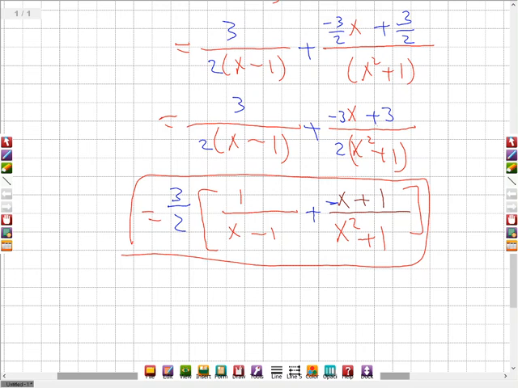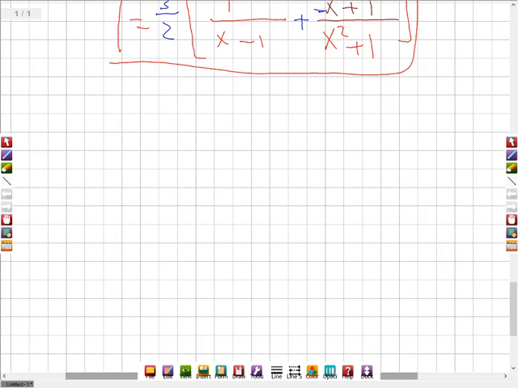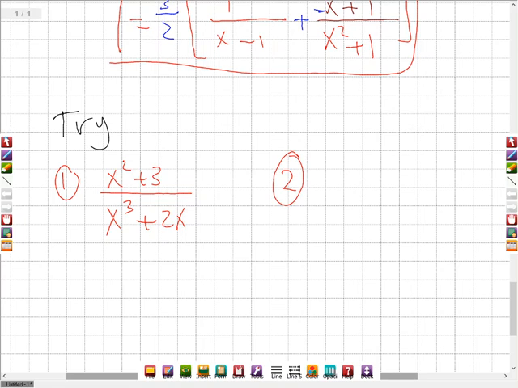Okay, try to do these ones. This is your turn to try. Try to do this one. One is x squared plus 3 over x cubed plus 2x. This is an easy one. Easy to factor the denominator.